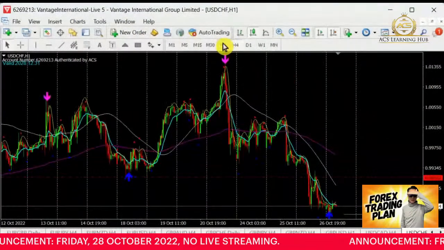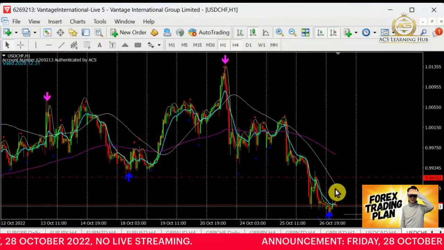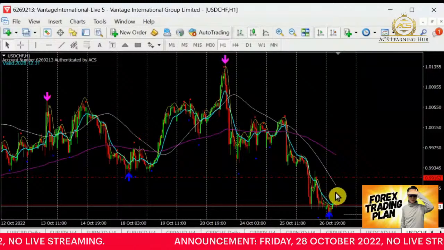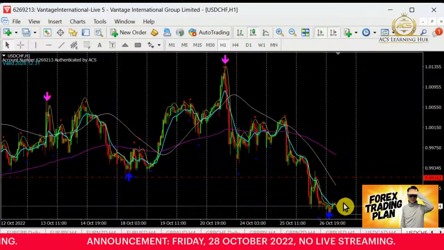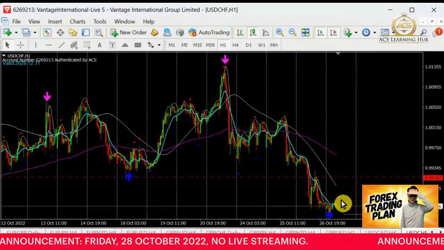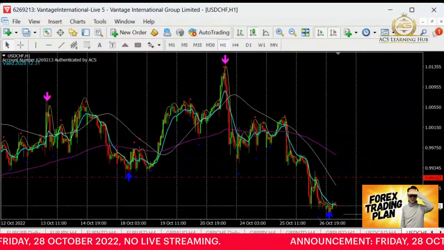So tentatively, let's hang on first. Allow it to retrace and find a resistance, then we continue the selling. So at this moment, tentatively hang on first.